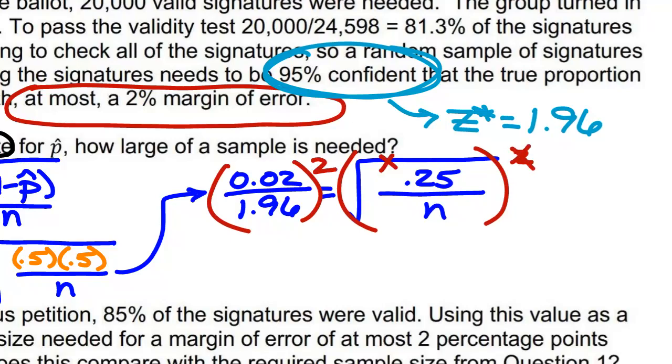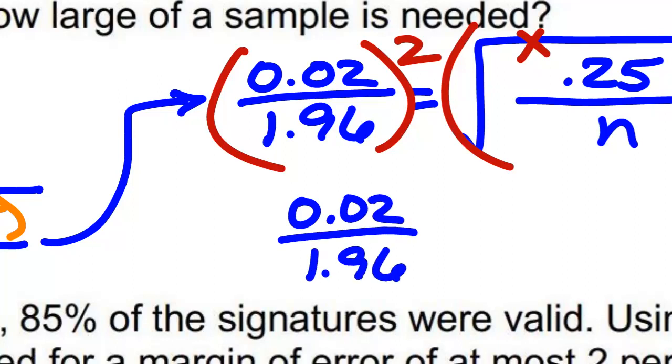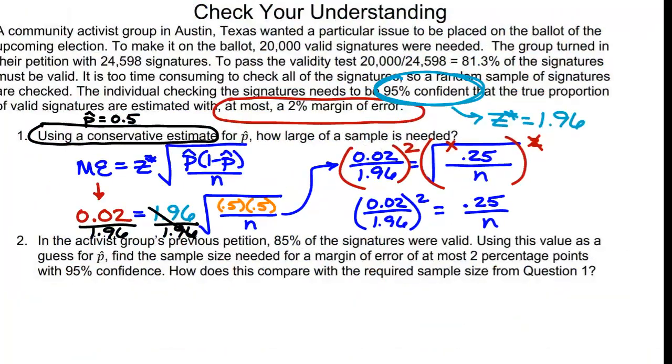So squared and square root cancel. Again, I'm not typing this in my calculator yet. I have 0.25 over n. How do we get n on a side by itself? We're going to multiply it.